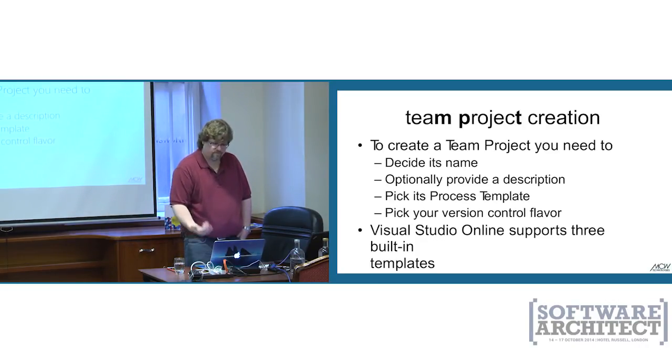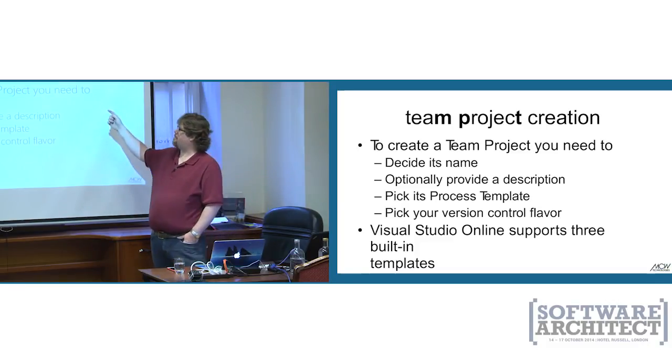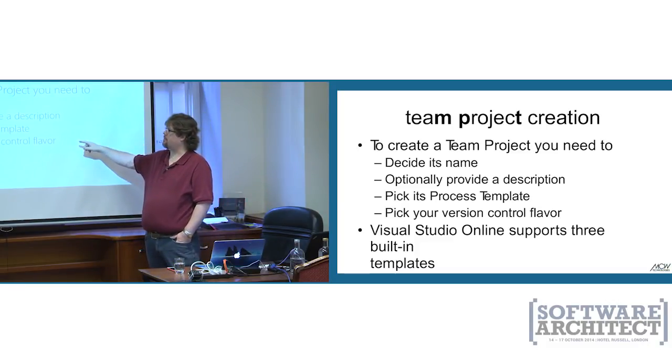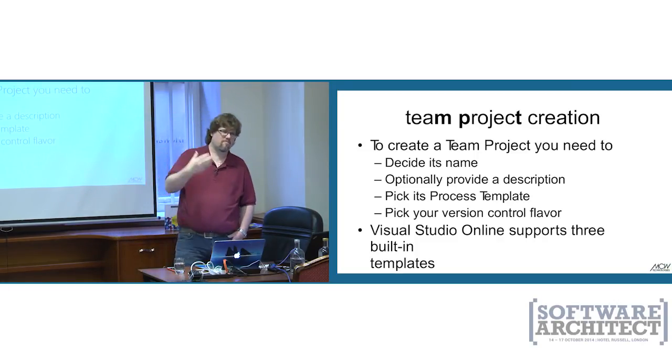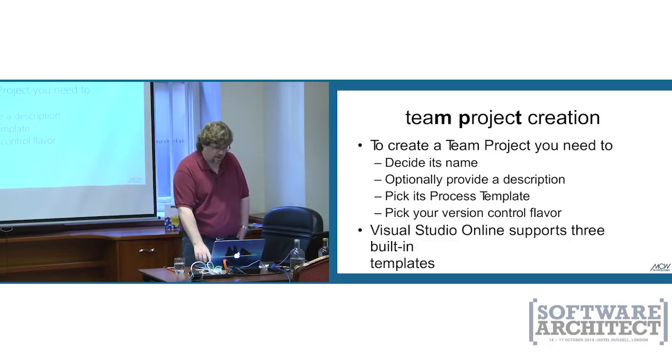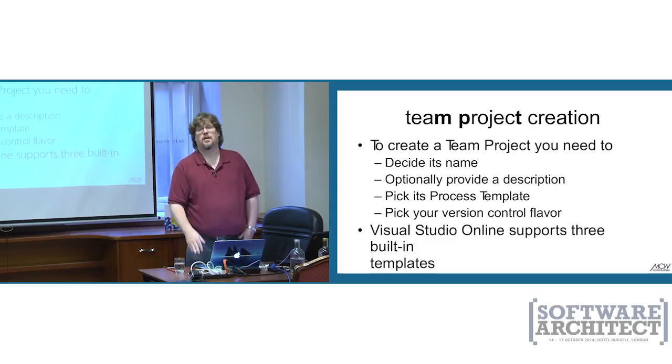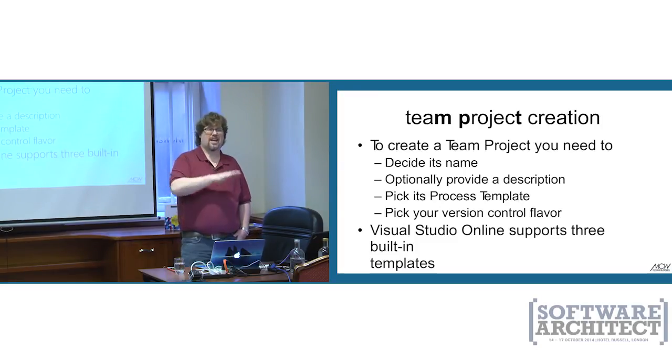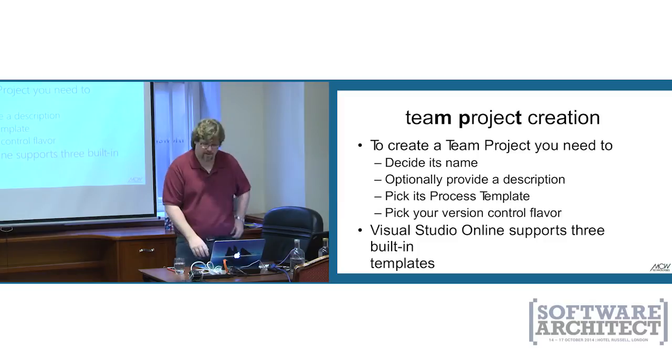Create a team project, pick the thing, right? Name, description, process template, version control flavor. Name you can't change, process template you can't change, version control flavor you can't change. So make sure you know what they are. That's why you want to play with this. Give it a try before you go out there. There are 3 built-in templates on premises. Because of that customization, you can actually take any of the built-in templates, save as, rename them, and customize to your heart's content. You can't do that in the cloud right now.